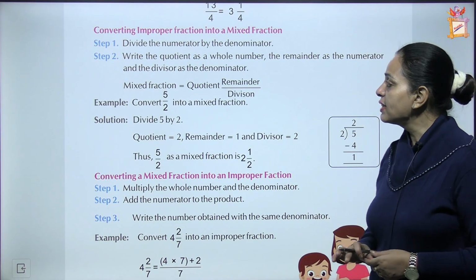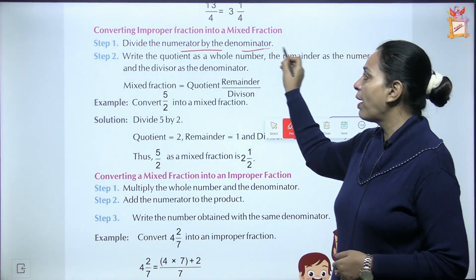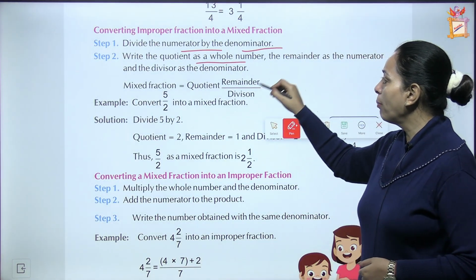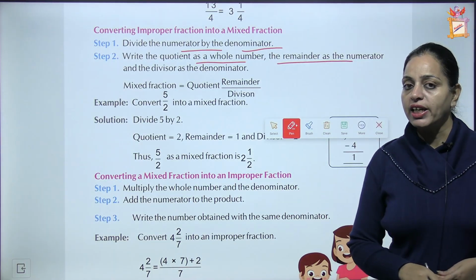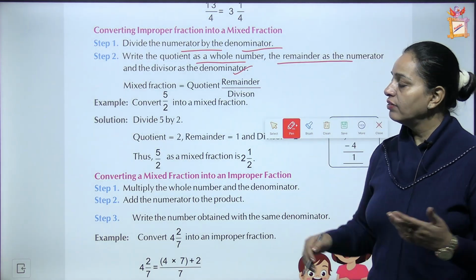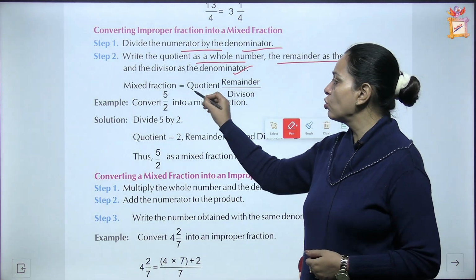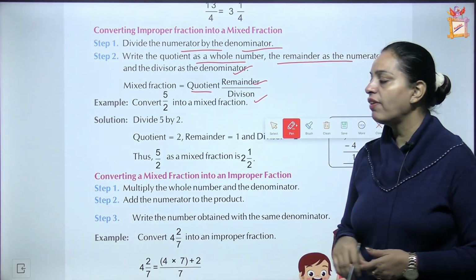Very simple. Step 1, divide the numerator by the denominator. Step 2, write the quotient as a whole number and the remainder as the numerator, and the denominator is the same, the divisor as the denominator. Like mixed fraction: quotient, remainder upon divisor.